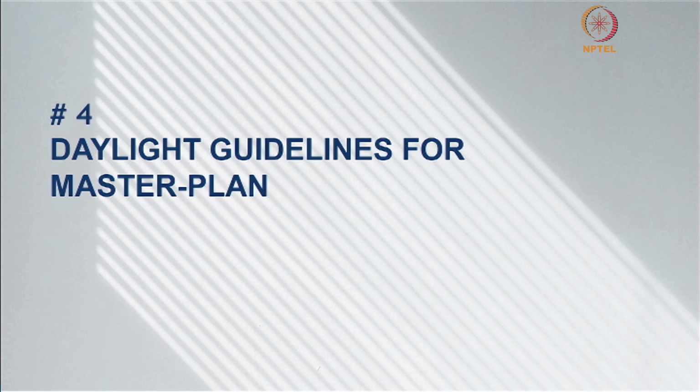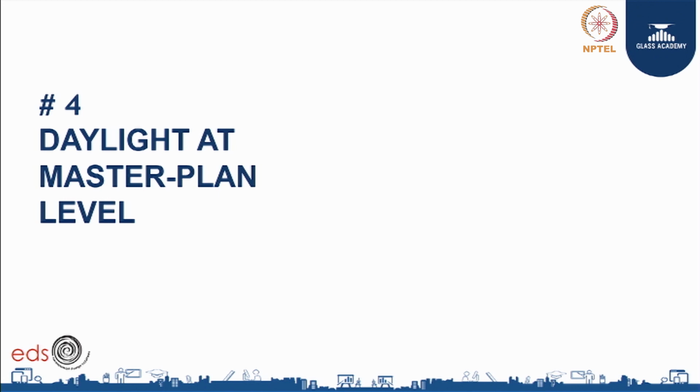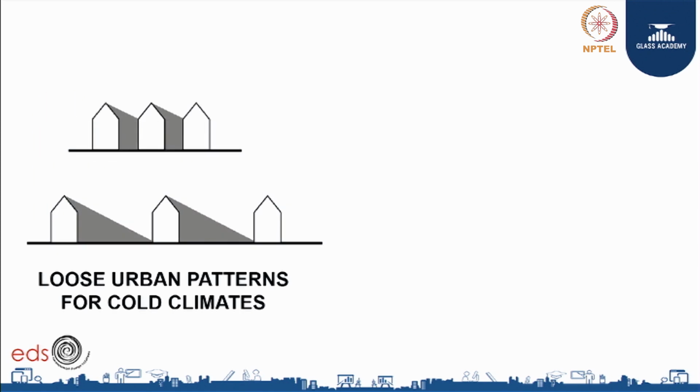The next thumb rule is about daylighting guideline for a master plan. At an urban master planning level, when designing for efficient daylighting, these thumb rules will help us better plan the spaces between the buildings for effective light penetration inside our spaces. The first one is to have a dense urban pattern to reduce glare and direct heat in hot climates, and loose urban patterns in cold climates to allow direct sunlight penetration into the building.